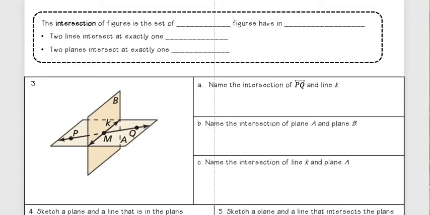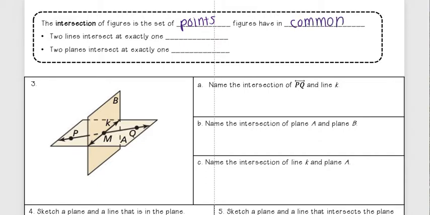So for this last video, we're going to be talking about intersection of lines, intersections of a line and a plane, and intersection of two planes. So the intersection of figures is the set of points figures have in common.